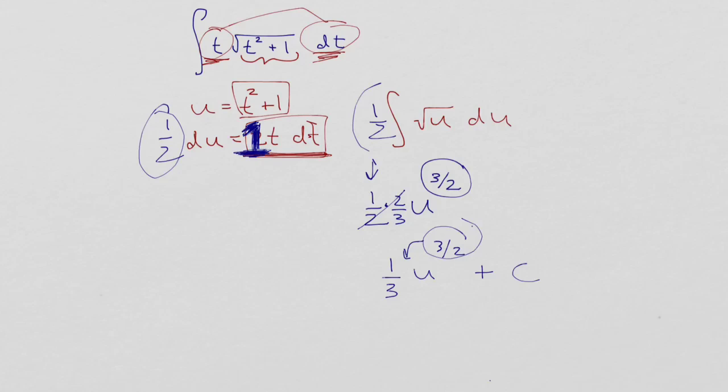Good, so the final step here is to replace u with what u is equal to, which is t squared plus 1, and we're good.